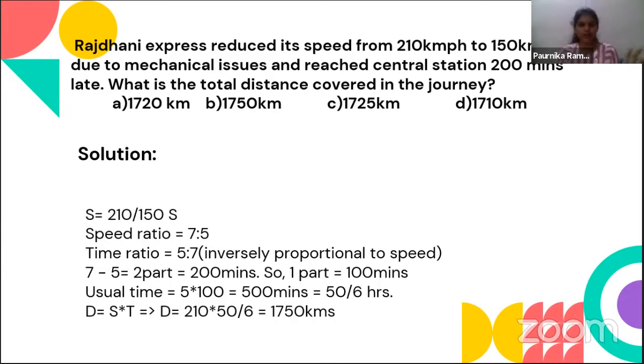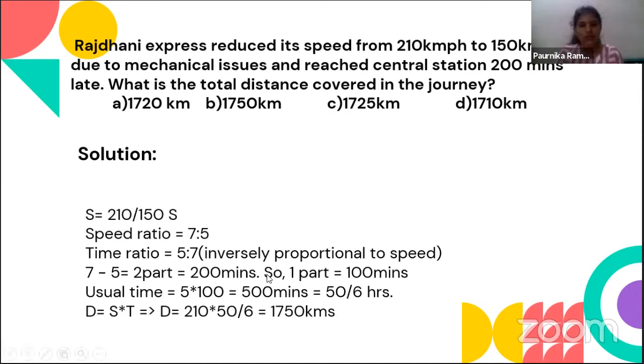So just subtract. We are able to see that the 2-part difference in time corresponds to the 200 minutes delay. All right, so 1 part will be 100 minutes. Hence, the usual time taken by Rajdhani Express to reach its destination will be 5 into 100. First, you have to find one part, so that you can multiply it with the original time. So we got the original time in which Rajdhani Express completes its journey.